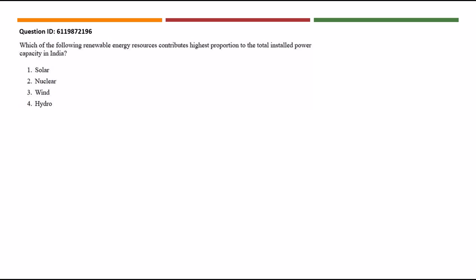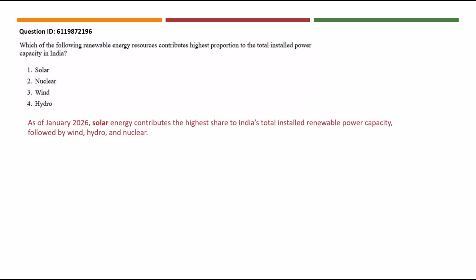Next question, which of the following renewable energy resources contributes highest proportion to the total installed power capacity in India? Seeing the four options, we must know that solar and wind contribute more compared to hydro and nuclear. Regarding solar and wind, nowadays we know we are using solar more than anything else. So definitely the answer must be solar. Let's get into the detail.